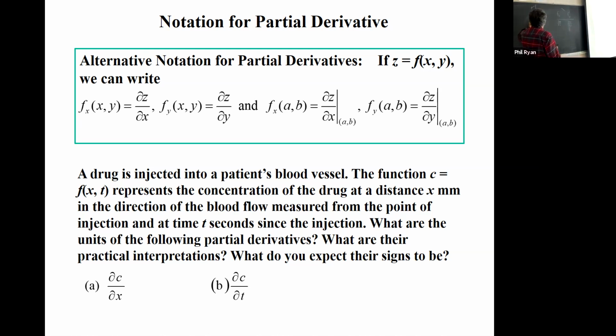So this is the full derivative. There's only one thing that's varying. Here in the partial derivatives, you've got a choice of two things that can vary. So that's why we put it like this.